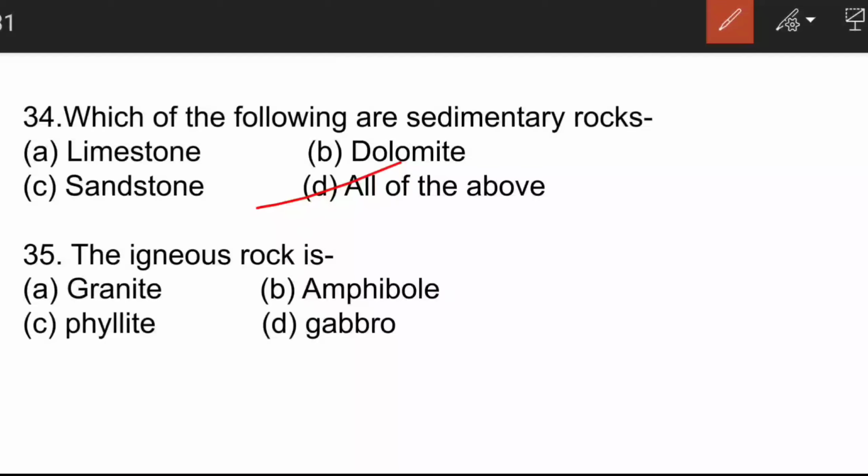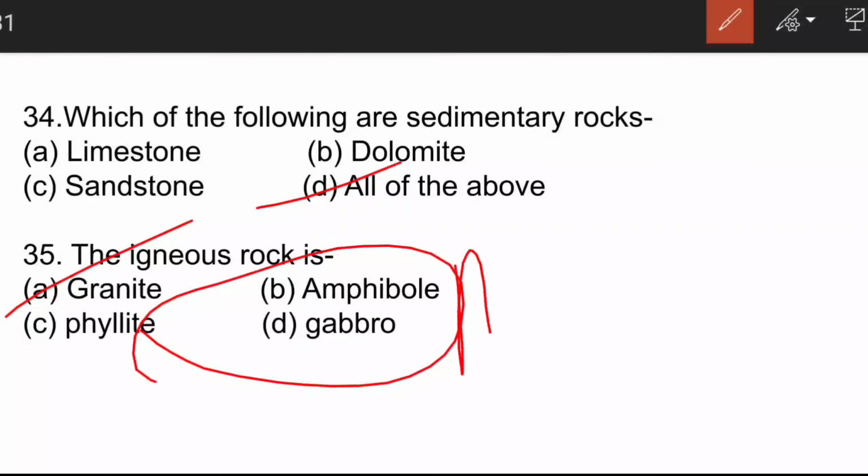The next question is, the igneous rock is... A is the correct answer. Granite is an igneous rock. All these three are metamorphic rocks.